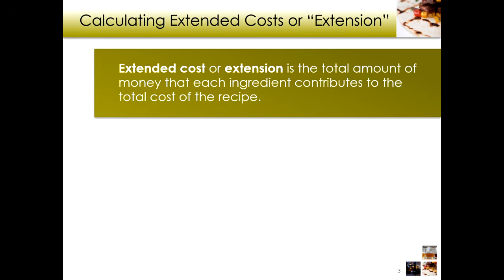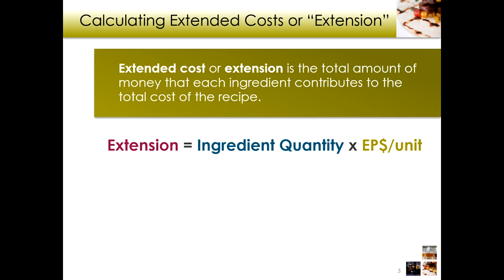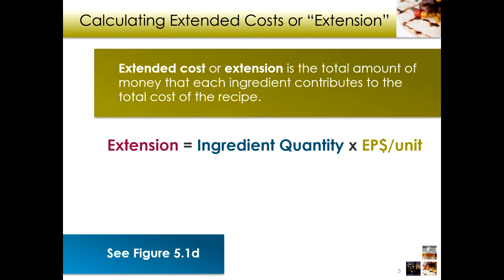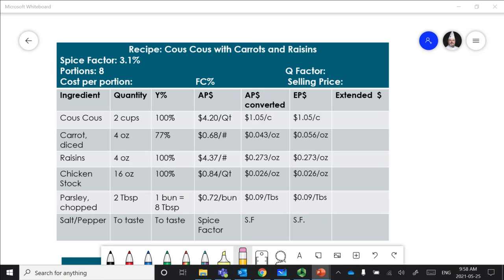So that's the crux of this next slide here: how do we calculate our extensions? The extension is the ingredient quantity multiplied times the price per unit that's used in the recipe. So if we look at my sheet here, we had 2 cups, and we have a price per cup now, right? We're just simply going to multiply these two together to get $2.10. Now notice there's no more unit anymore, because this isn't a price per cup anymore. This is the total price for all the couscous in our recipe for the 2 cups.